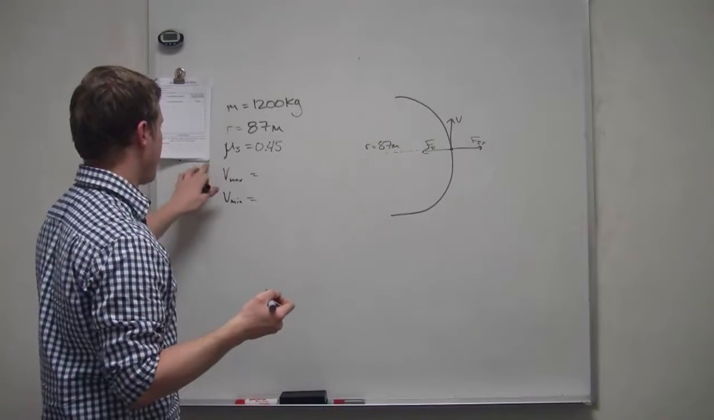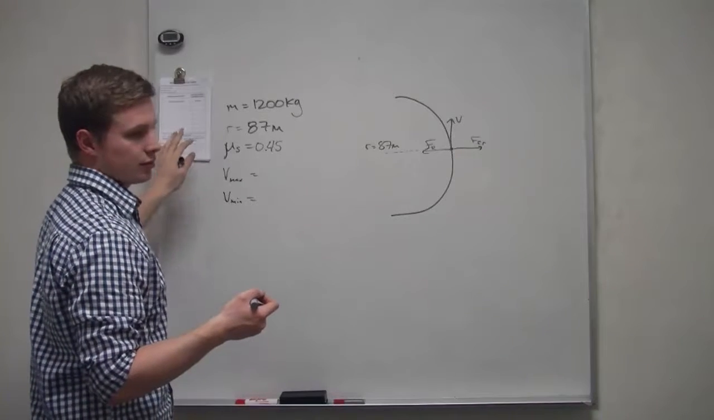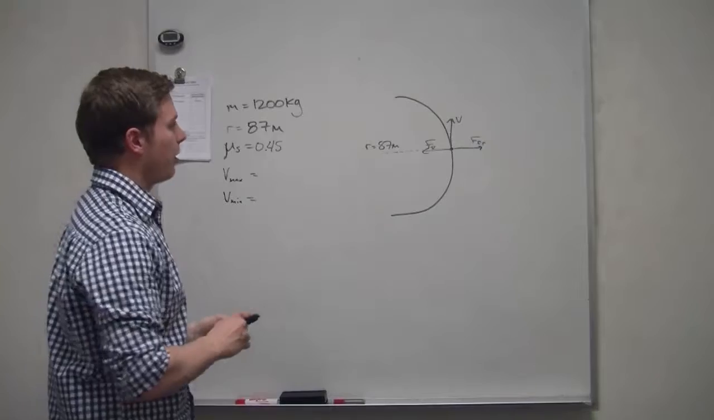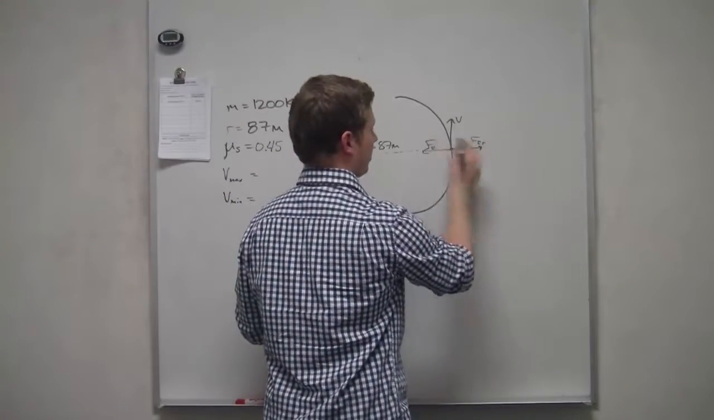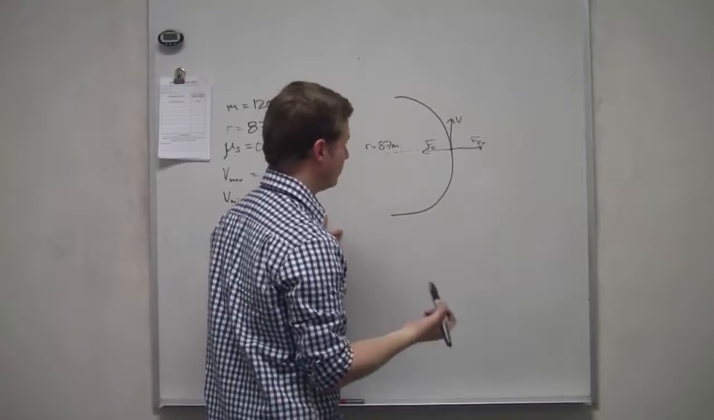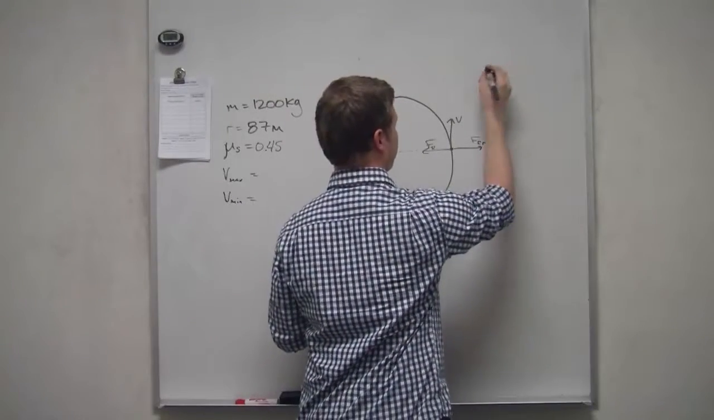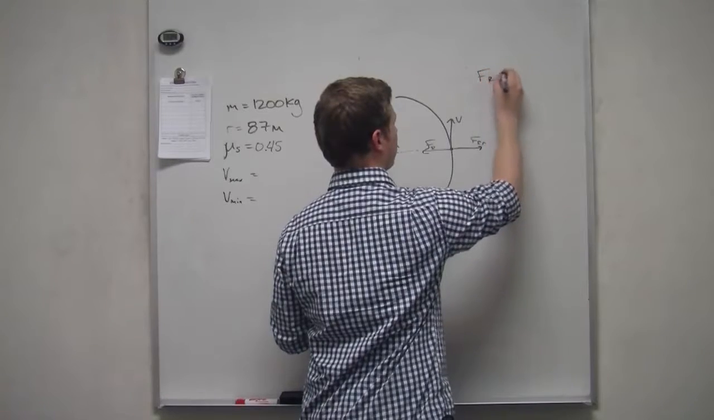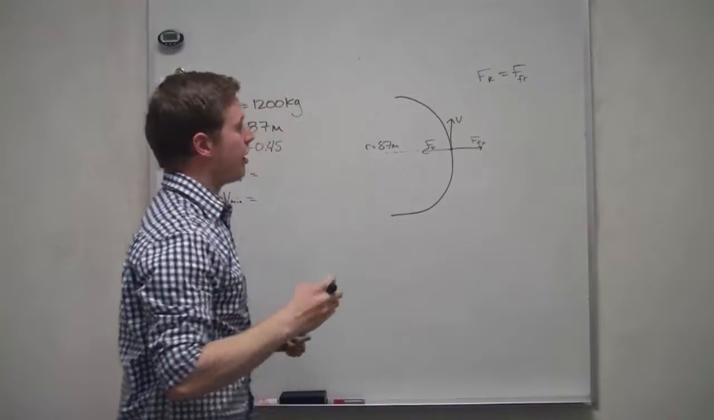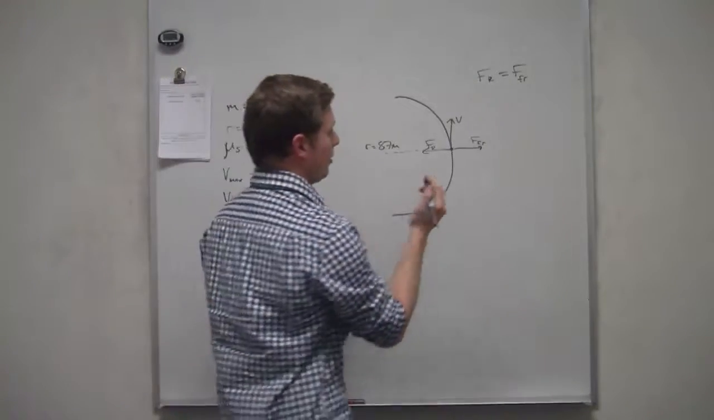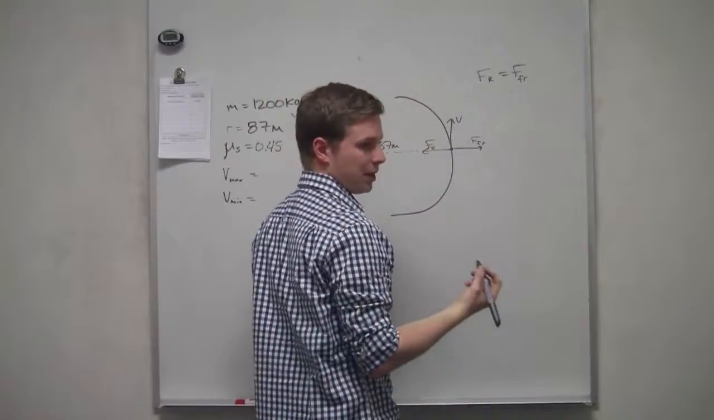So for V max, how would we get that? Well, first of all, since this is static, what do we know about these two forces? They equal each other. So we could do the whole thing we did last time, break it down, and we're going to end up with this.